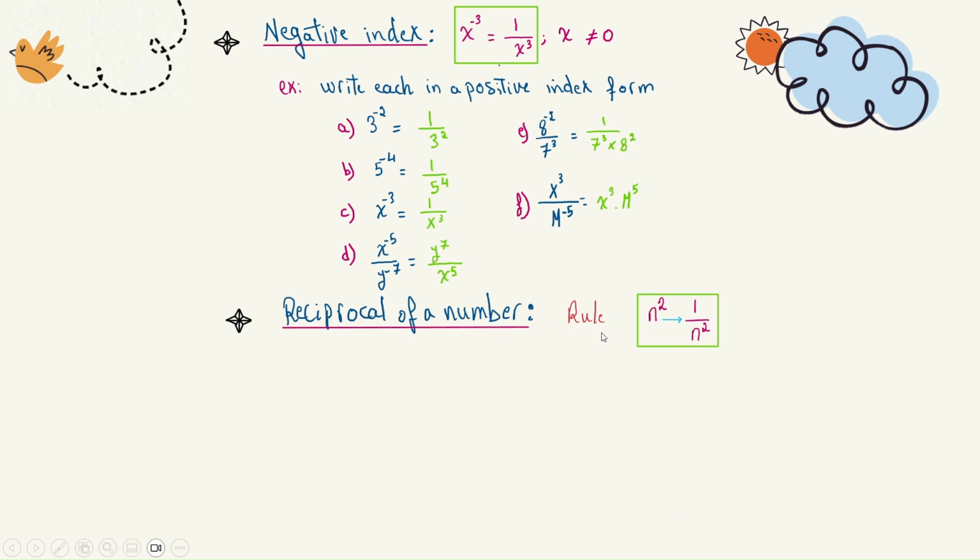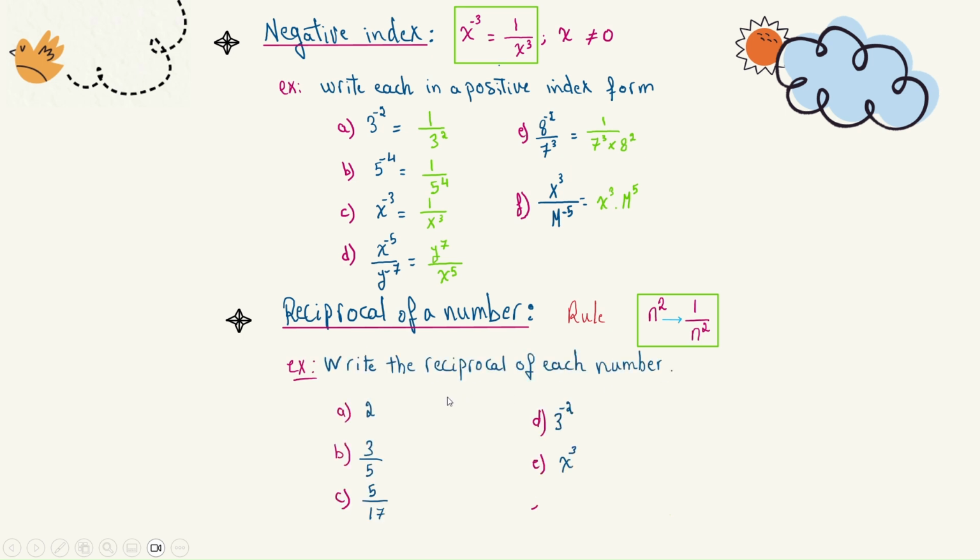Here, the reciprocal of a number: you're supposed to know how to get a reciprocal. Simply, if I have n to the power of 2, the reciprocal of it is 1 over n to the power of 2. It means we flip it without changing the sign. Also, you're supposed to know that the number and its reciprocal are not equal, so you can see that we put an arrow, not an equal sign.